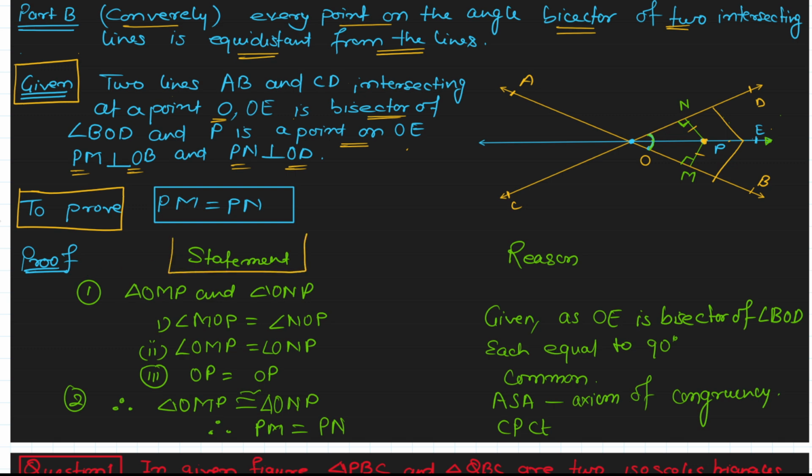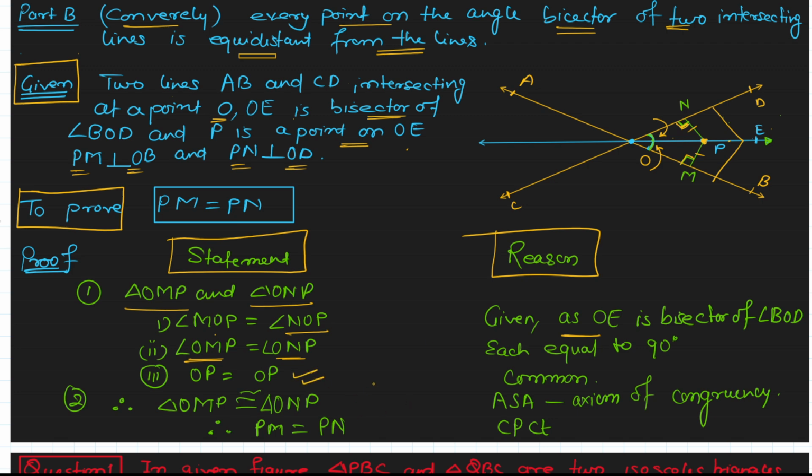So here you can see this in the statement part. We can write here the triangles OMP and ONP. We are taking these two triangles OMP and ONP. Angle MOP equal to angle NOP, since OE is the bisector, so these two angles will be equal. Now angle OMP and ONP are also equal, since they are perpendicular. So this will be 90 degrees, and this will also be 90 degrees.